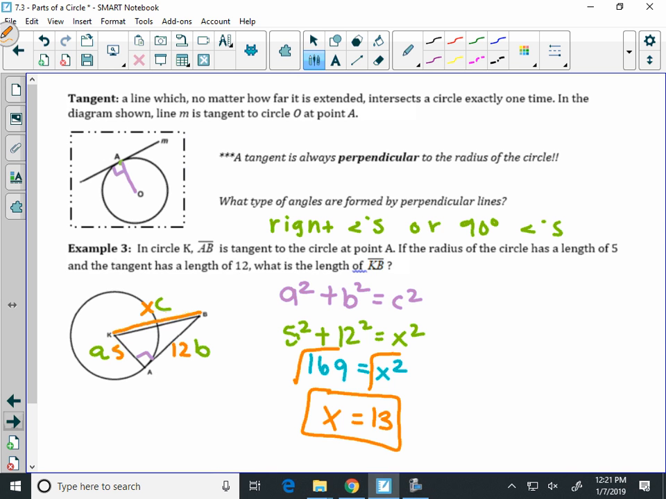So think tangents, think right angles with that radius. And it doesn't matter wherever it is on the circle, the tangent line's always perpendicular to the radius. Right.